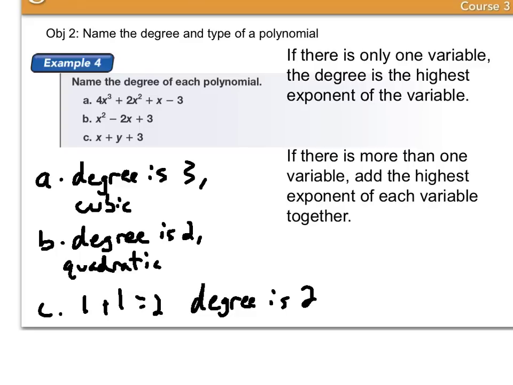Alright? So, now notice here, I didn't put that that's quadratic, okay? Because when we say cubic or quadratic, that means that the variable repeats. So like we had x and x and x, so it was cubic. Here we had an x and an x, so it's quadratic. Since these are different, there's not really a type for that, but the degree is 2. Alright, now let's look at some more stuff with polynomials.